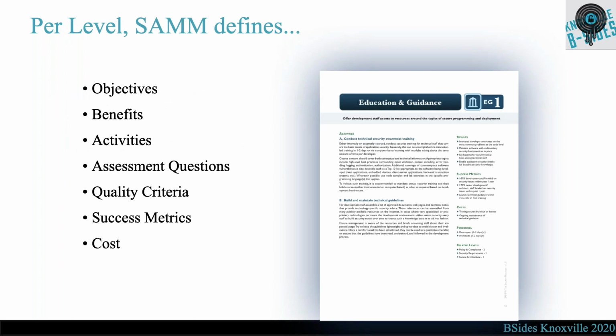As part of preparation, please review the resources that we provided as part of the SAMM version 2.0 guide. Per maturity level, SAMM defines objectives, benefits, activities, assessment questions, quality criteria, success metrics, and the cost. I've shown one example here. So if you look at this guide, it's pretty self-explanatory.